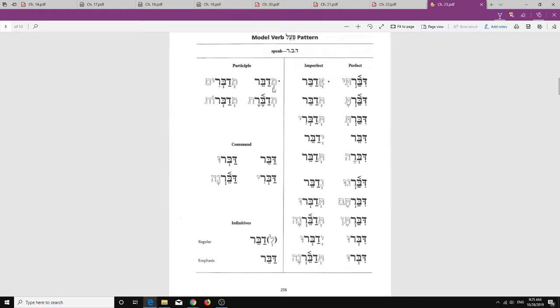Okay, let's go to the participle now. We have madaver, madaverim, madaveret, madavrot. Okay, so again, this mem will help you identify it. Now the command, like in our other forms, is simply the imperfect minus the signal letters. So we have daver, davru, davri, daverna.